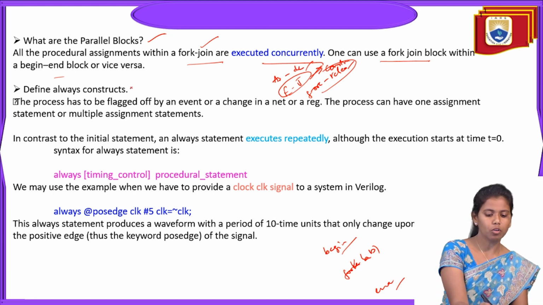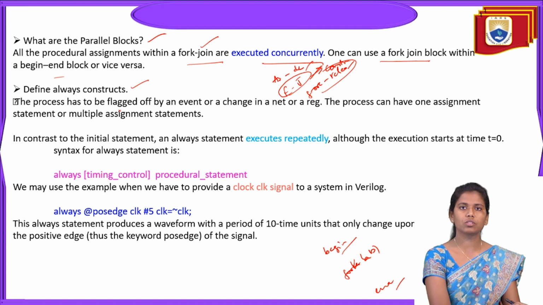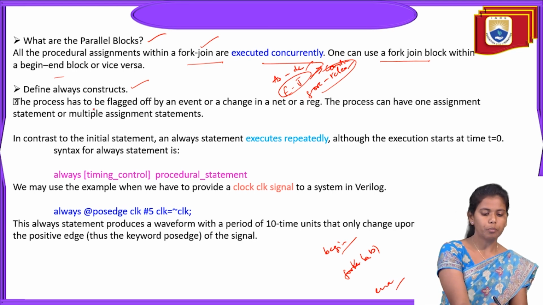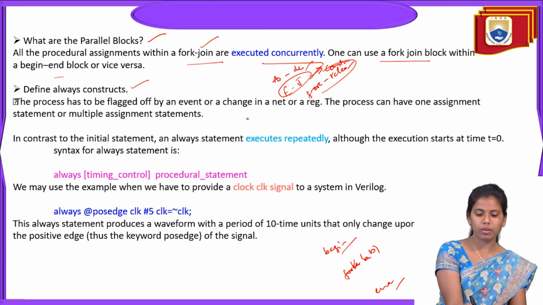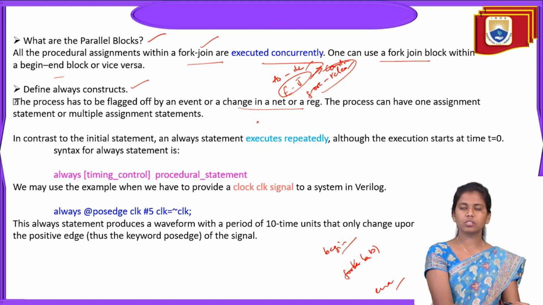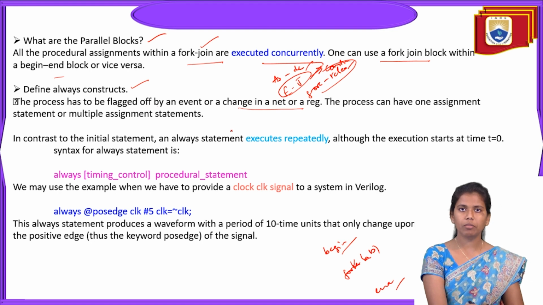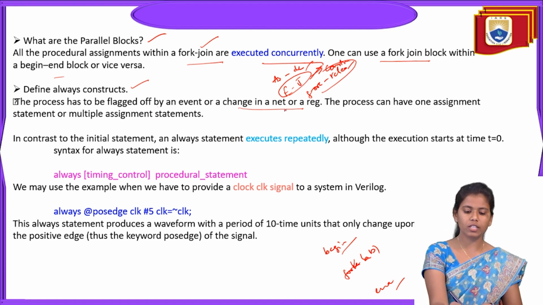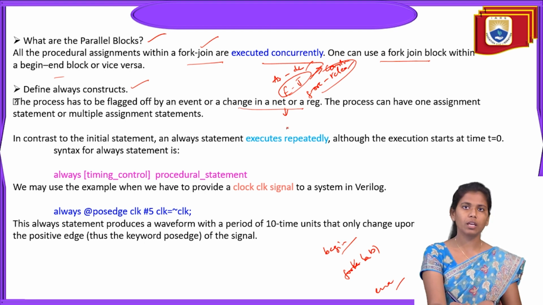Then, define the always construct. So what is this always construct? In behavioral modeling, the basic keyword meant to be used is the always at the rate block, right? The process has to be flagged off by an event or change in a net or a register. We all know what a net is. A net is nothing but a variable meant for connections, right?